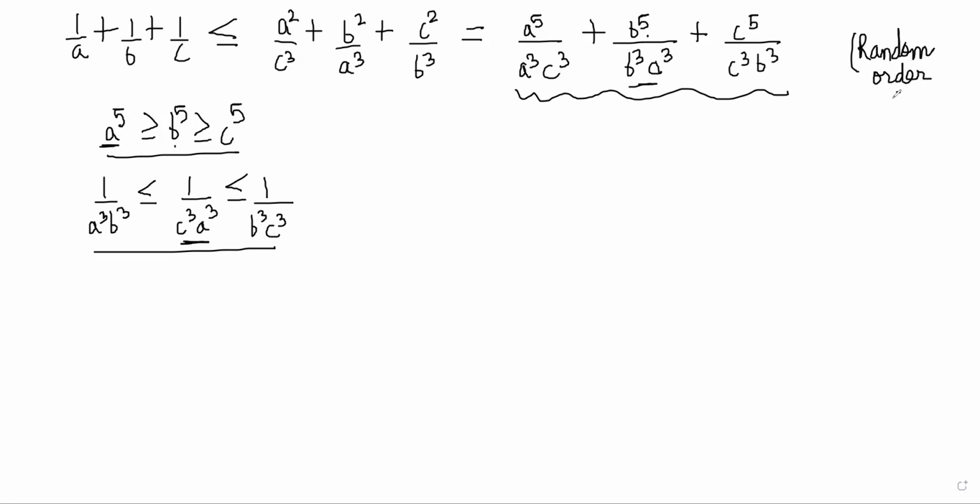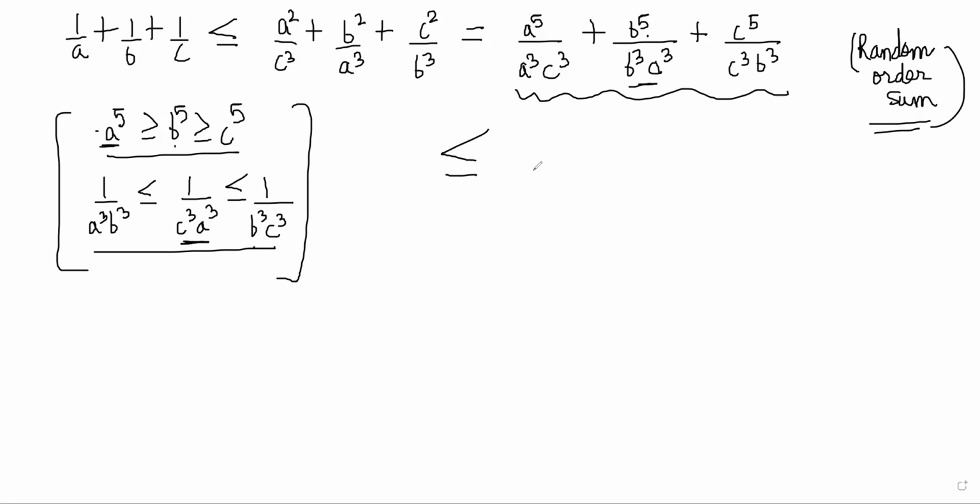Random order sum that is being constructed from these two sequences of numbers. It is not the same order sum, because then you would have to multiply a power 5, the largest one here, with b cube c cube, right? So a random order sum will always be less than the same order sum.